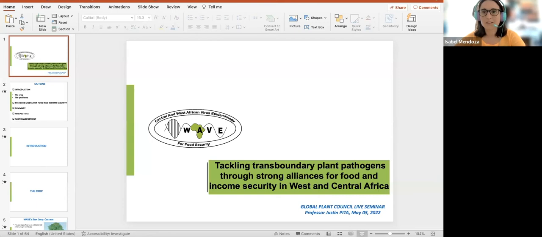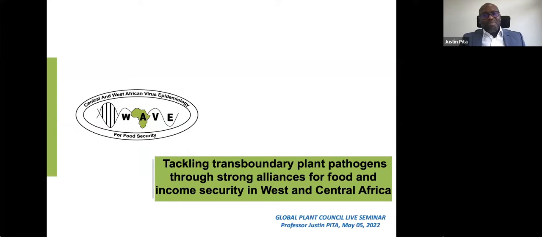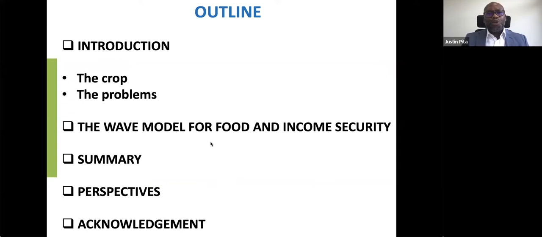Today, I will talk about WAVE, a program working on tackling transboundary plant pathogens through strong alliances for food and income security in West and Central Africa. The presentation will be centered around the WAVE model for food and income security.